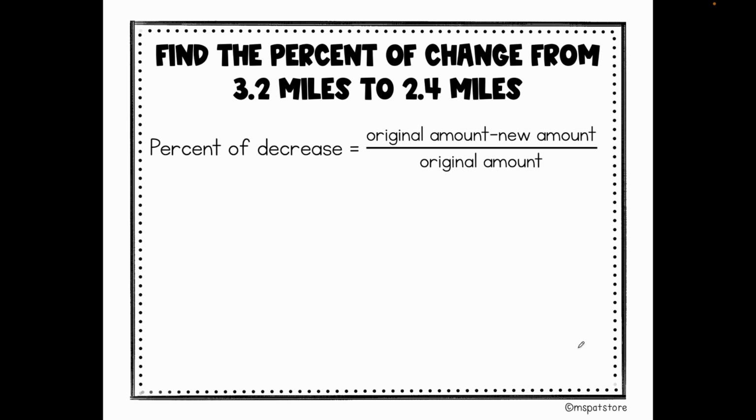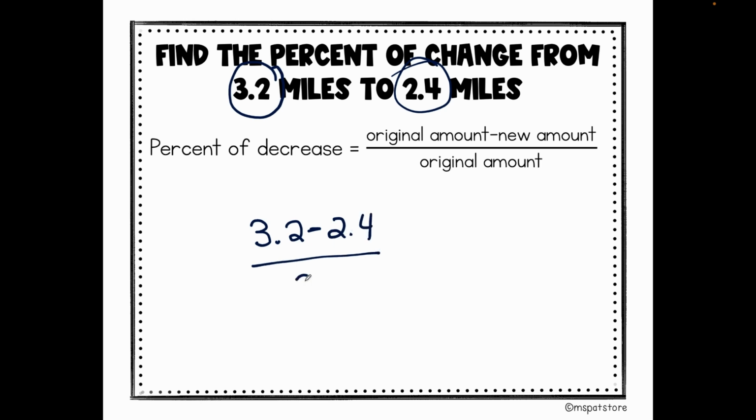Pause the video and try to do this exercise by yourself. In this case, you need to find the percent of change from 3.2 miles to 2.4 miles. So again, this is your original amount, your starting point. So I'm going to use my original amount first, 3.2, minus my new amount that was 2.4, divided by my original amount, that is 3.2.